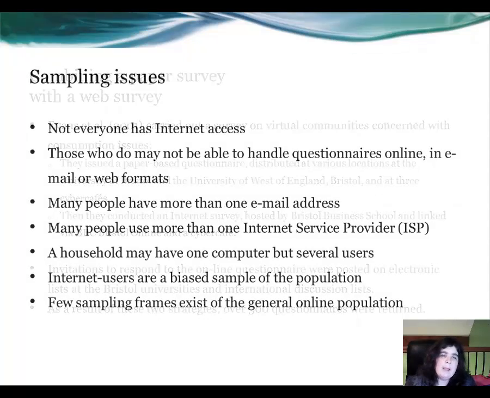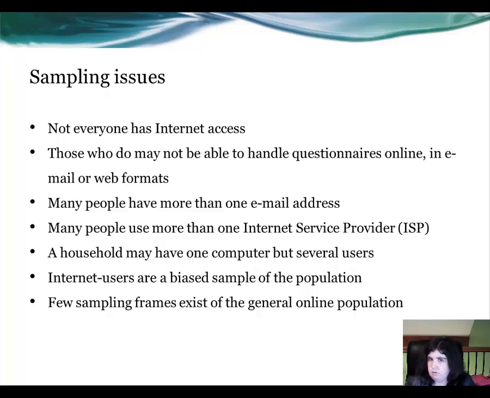What about sampling? Not everybody has the internet. Those who do not may not be able to handle questionnaires online in email or web formats. Many people have more than one email address. There may be more than one internet service provider. A household may have one computer but several users, so then there's the question of who is the actual respondent. Internet users are a biased sample of the population. Few sampling frames exist on the general online population.